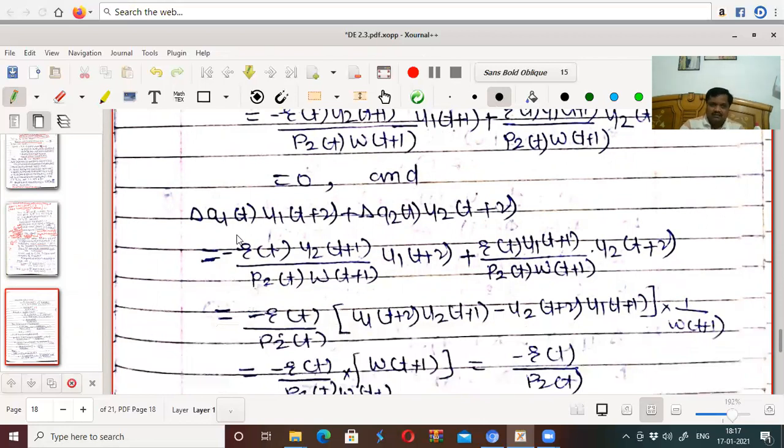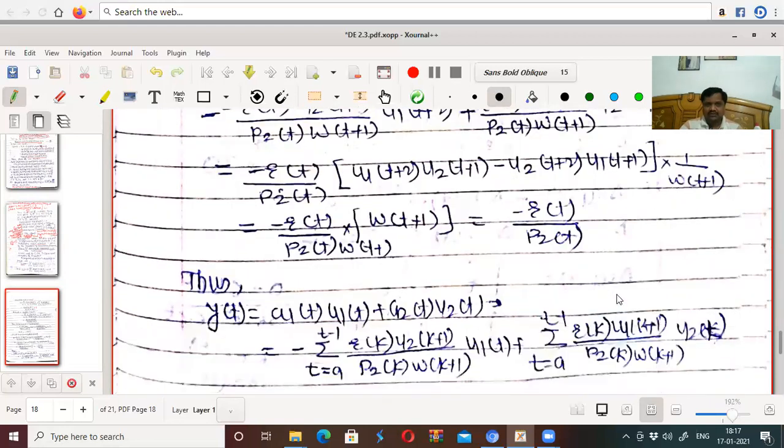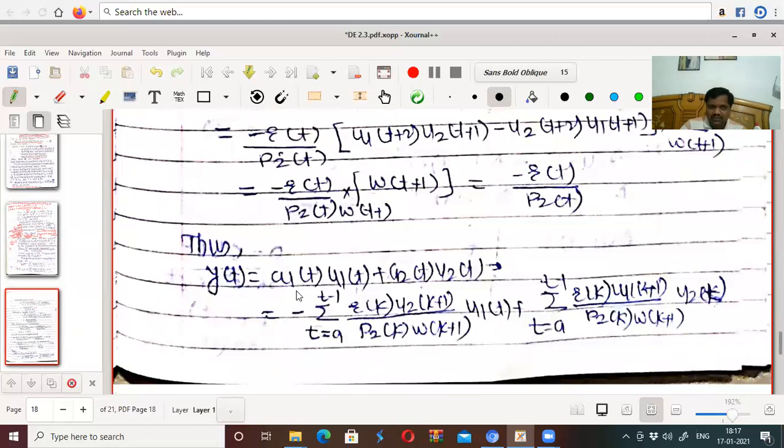Similarly, delta a1t u1t plus 2 plus delta a2t u2t plus 2, if I multiply the first by u1t plus 2 and the second by u2t plus 2, the calculation shows it is rt upon p2t. Thus yt is equal to a1t u1t plus a2t u2t. This is the solution of that equation.